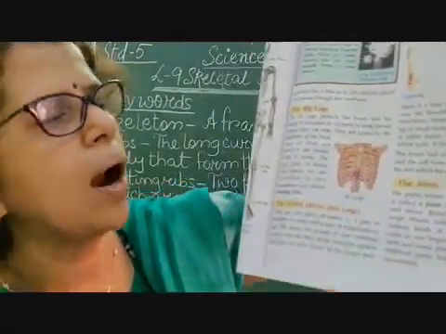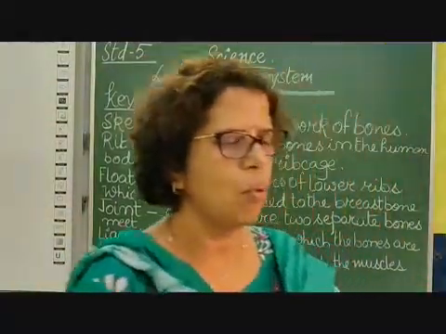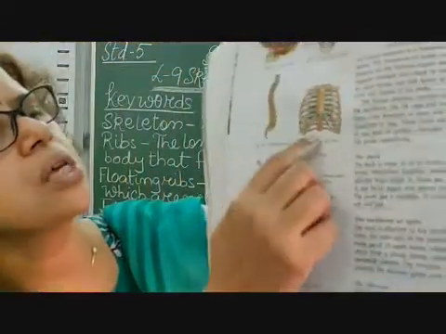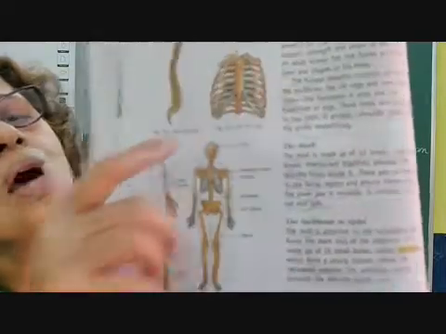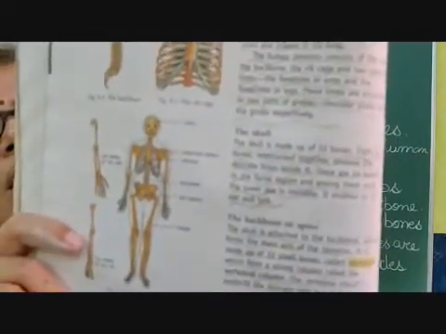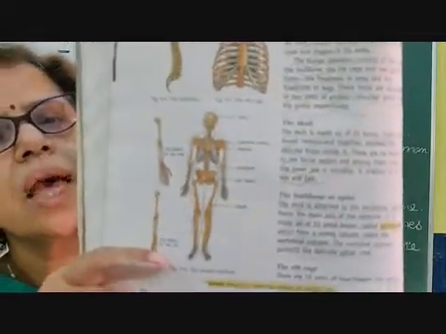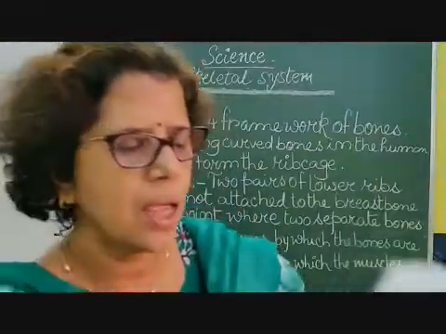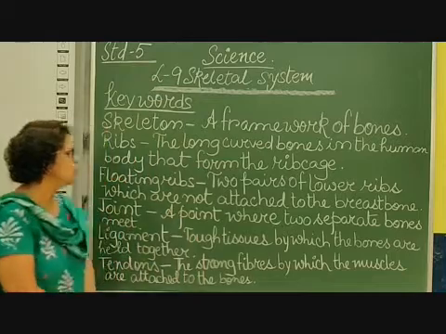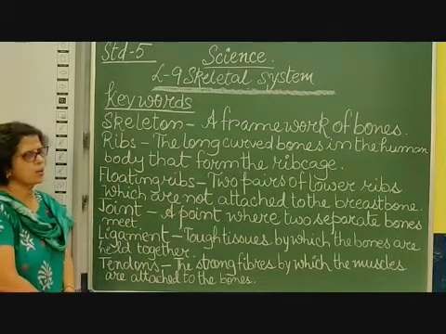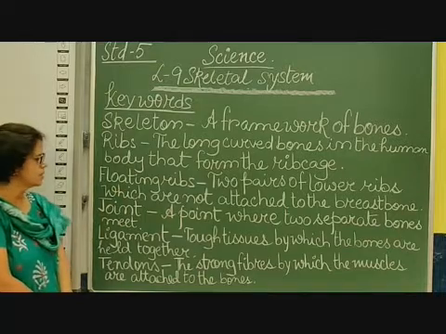They are at the back part, and they are not attached to the breastbone, meaning the bone which is in the front. If you see this picture in your book, it is much clearer. You can see all these bones are attached to the breastbone which is in the middle, but the last two at the back are floating and are not attached to the breastbone. So the two pairs of lower ribs which are not attached to the breastbone are called floating ribs. The last two pairs.